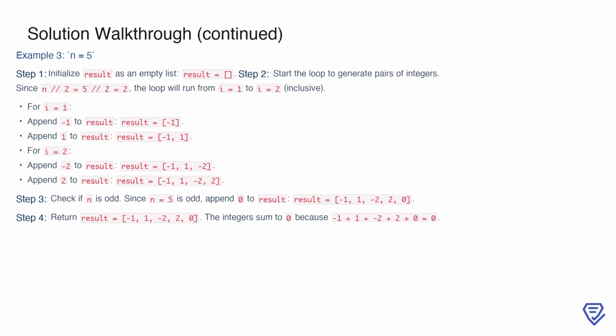After the loop, we check if n is odd. Since n equals 5, which is odd, we append 0 to the list, resulting in result being [-1, 1, -2, 2, 0]. Finally, we return this list, and we can verify that the integers sum to 0 because -1 plus 1 plus -2 plus 2 plus 0 equals 0.